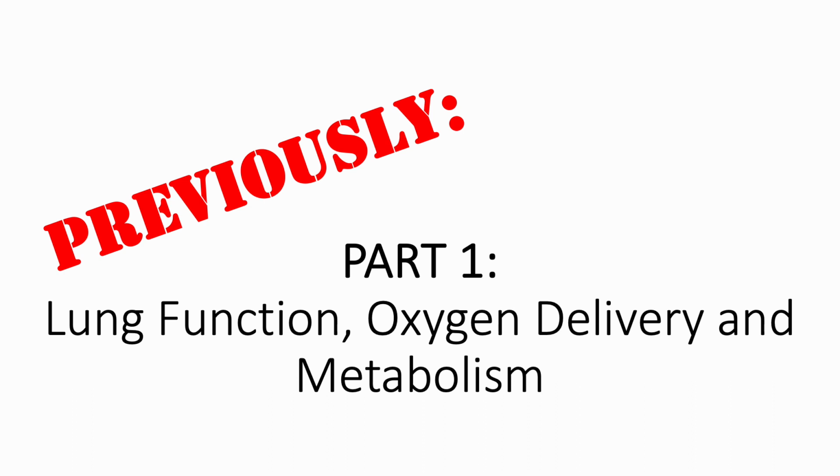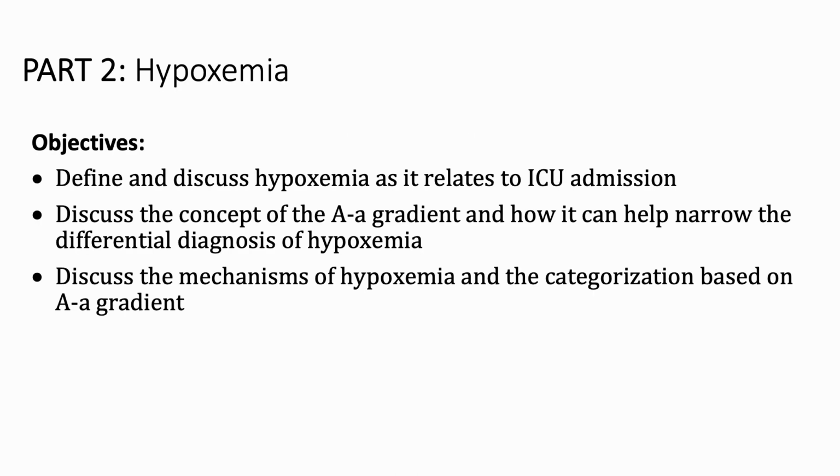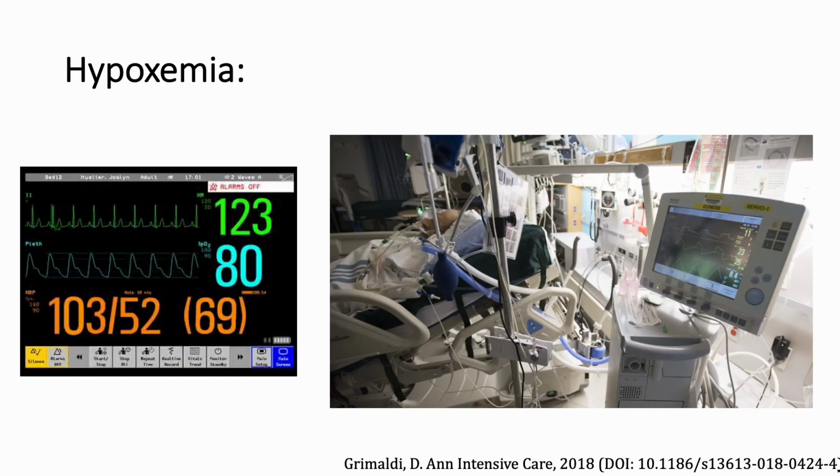Previously, we reviewed general lung function, the basics of oxygen delivery, and briefly reviewed metabolism. Today, we'll be talking about hypoxemia. Our objectives today will be to discuss hypoxemia as it relates to ICU admissions, introduce the concept of the AA gradient, and discuss how we can use it to narrow our differential diagnosis for the cause of hypoxemia in hypoxemic patients, as well as review the broad categories of hypoxemia.